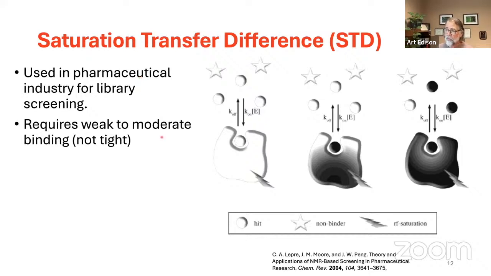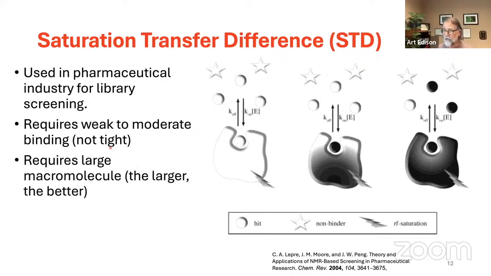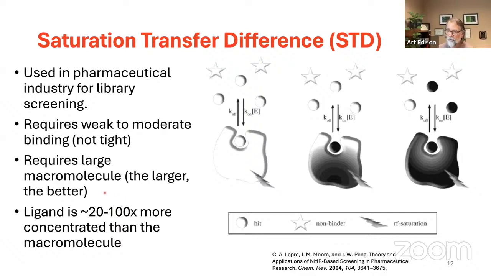It requires weak to moderate binding. It's not appropriate if you have tight binding or really strong binding ligands. It requires a large macromolecule. In fact, the larger the better. So big proteins work great. There's really no limitation on the size other than solubility. And the ligand is usually 20 to 100 times more concentrated than the macromolecule. So we're using roughly millimolar ligand concentrations, and I think in these experiments that I'm going to show, it's around 25 times less protein.